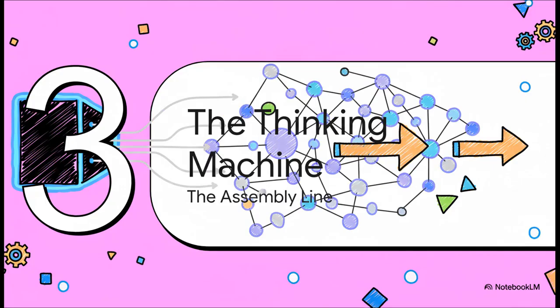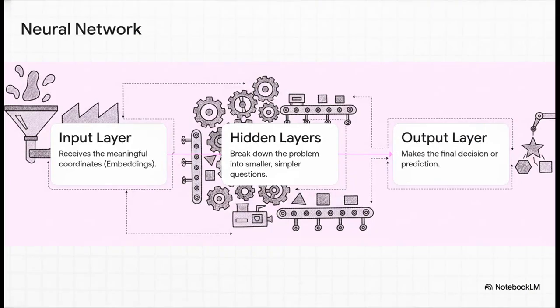Okay, so our data has been translated into these super meaningful coordinates. Now we can finally step inside the black box and take a look at the engine that does the actual thinking, the neural network. The easiest way to picture a neural network is like a factory assembly line. The raw materials, our embeddings, go into the input layer. Then they travel down the line through a series of hidden layers, and this is where all the real work happens.